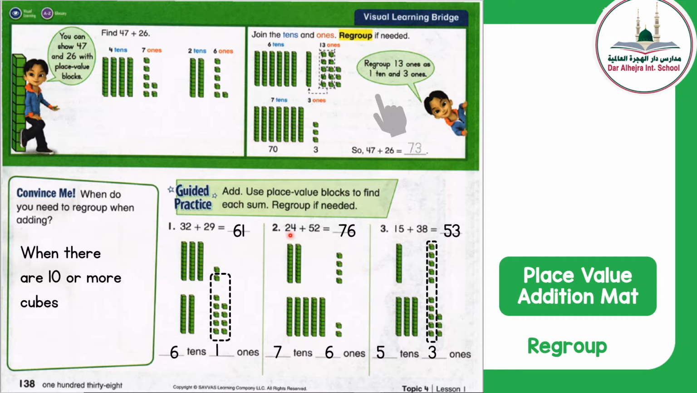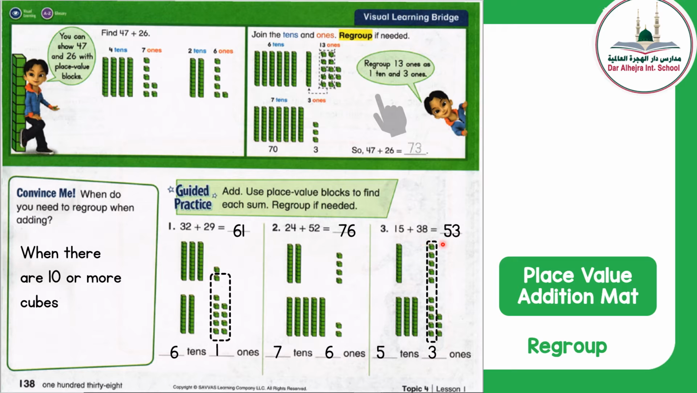So we can show 24 with these 2 tens bars and 4 single cubes, and 52 can be shown like this, 5 tens and 2. Now let's count them together, 1, 2, 3, 4, 5, 6, 7. That means it's 7 tens and 6 ones. So the total will be 76. But you see here we didn't need to regroup the ones because they were less than 10.